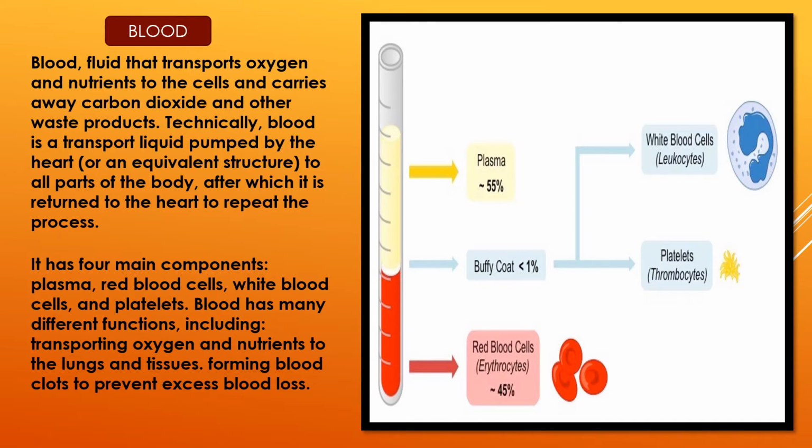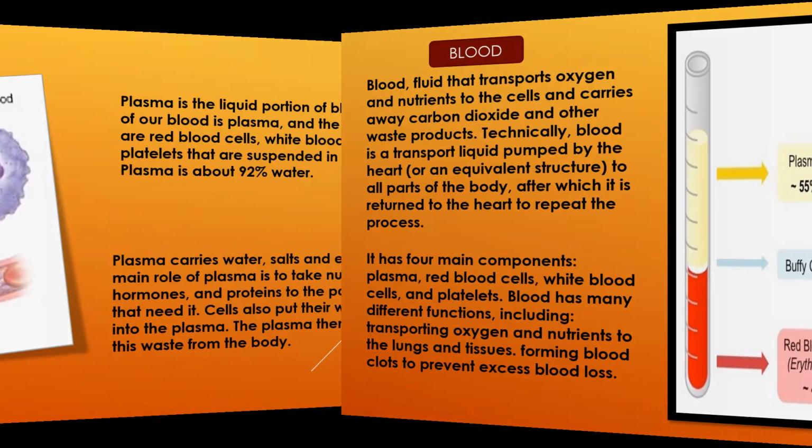Blood has four main components: plasma, red blood cells, white blood cells, and platelets. Blood has many different functions, including transporting oxygen and nutrients to the lungs and tissues, forming blood clots to prevent excess blood loss. You can see the diagram.